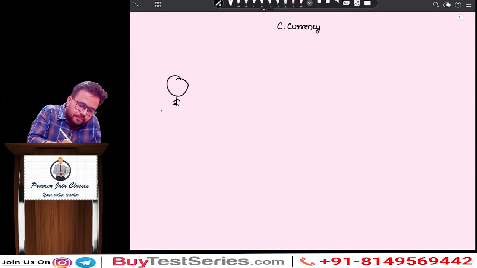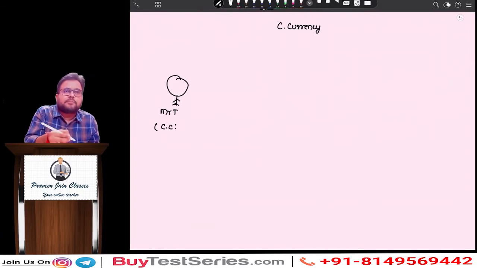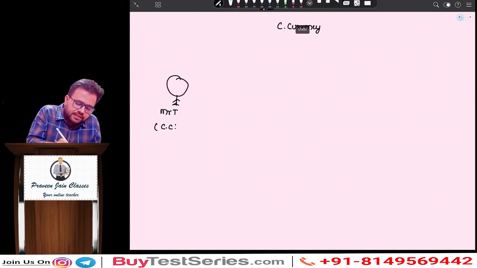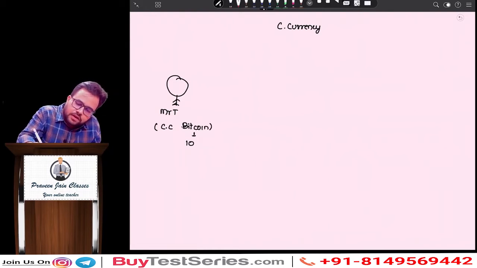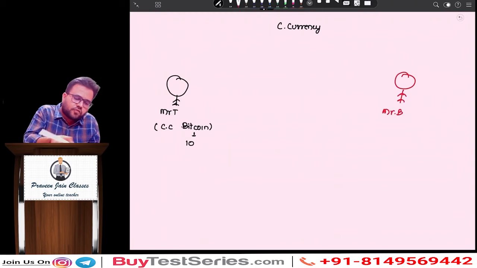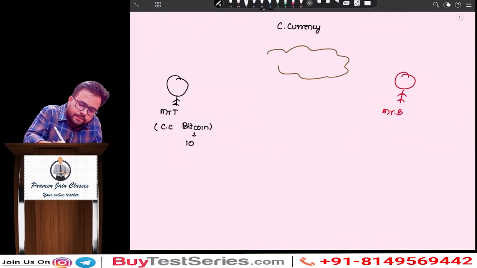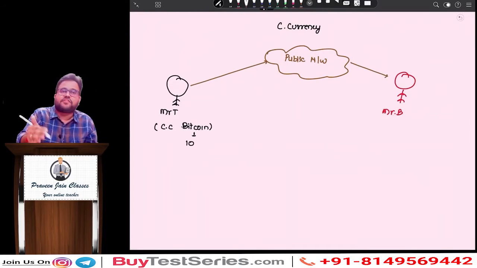Now, say for example, Mr. T is having some cryptocurrencies. Examples of cryptocurrencies are various. I am taking an example of Bitcoin. So imagine he is having 10 Bitcoin. So now what will happen, sir? Now he wants to send this to whom, sir? Mr. B. Okay. Now he wants to send 10 Bitcoins. So what will he be doing, sir? Using the internet. This is your public network. Using the internet, he will transfer the funds to whom, sir?